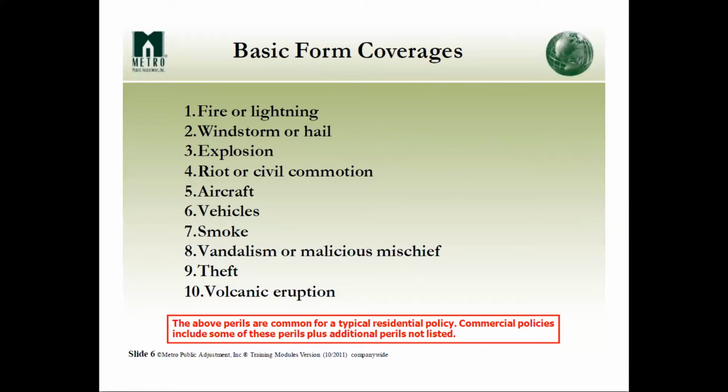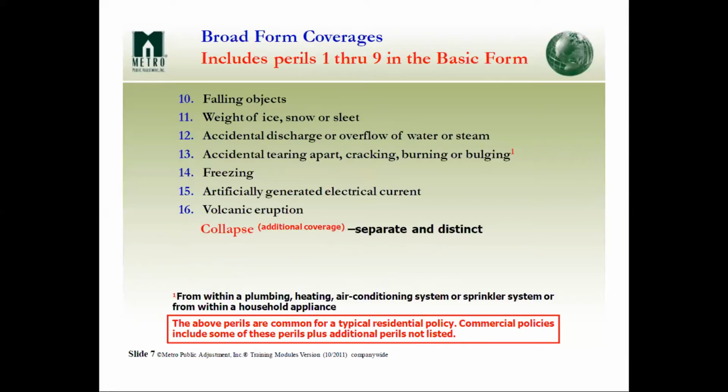We don't really worry about the volcanoes here in the Northeast too much, but we do have high levels of windstorm and hail activity, as well as lightning activity. And lightning activity can be a significant loss, even if the home was not directly hit. The broad form adds to those previous perils, and these also include falling objects. Now, when we talk about a falling object, we're not talking about dropping an iron skillet on the floor.